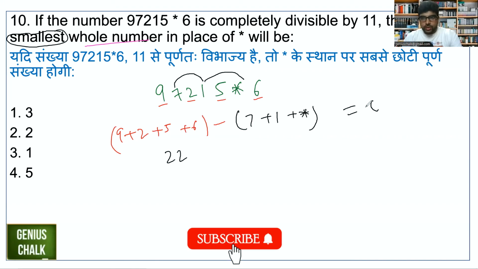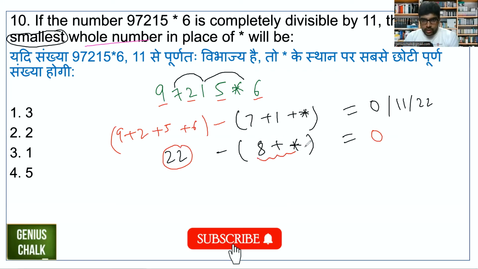You know the difference has to be 0 or a multiple of 11. So first we need to check it for 0. This is 8 plus star. Now tell me, can we get 0 here? Tell me. See, this is 22. In order to get this as 22, you need to give it 14, which is not possible. Why? Because this star is a single digit number, right? It's not a double digit, so we cannot have 0.